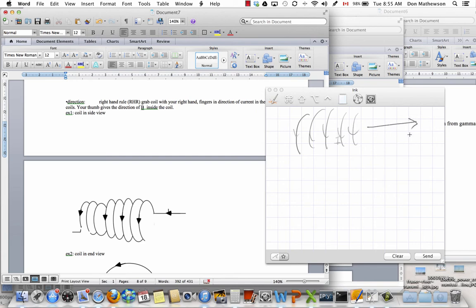The magnetic field is coming out at this end. That means it must be going in at this end. And here in the center, it's also going in a rightward direction. So this is the magnetic field direction for this coil. And you can just superimpose that.